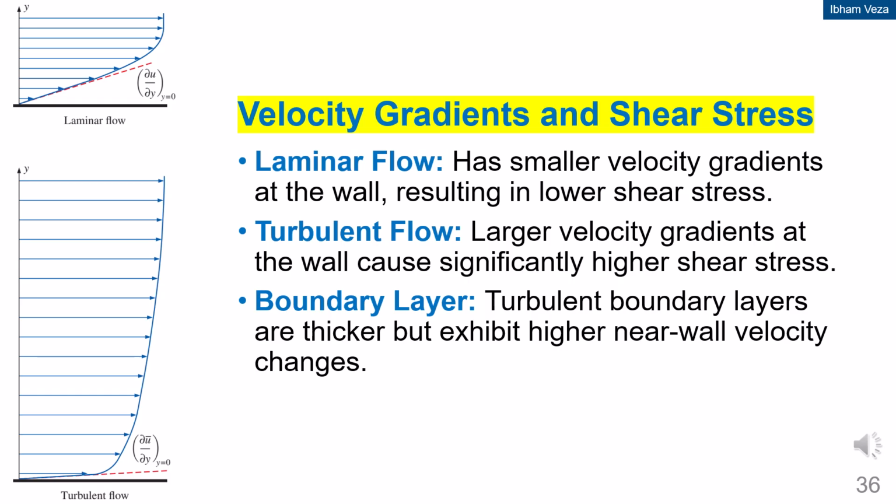In laminar flow, the velocity gradient near the wall is relatively small, resulting in low shear stress. In contrast, in turbulent flow, the velocity gradient near the wall is very large. This causes the wall shear stress to become much higher. Although the turbulent boundary layer is thicker, the velocity change near the wall is very steep. This is one of the main reasons for the large energy losses in turbulent flow.